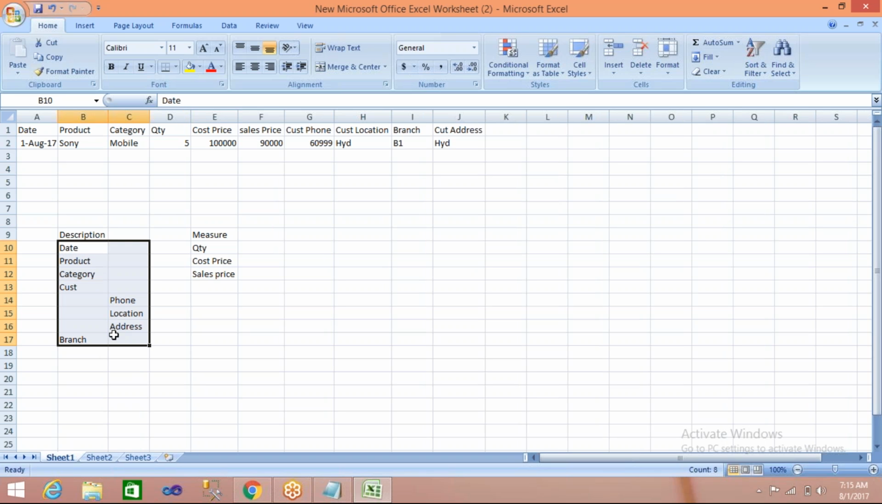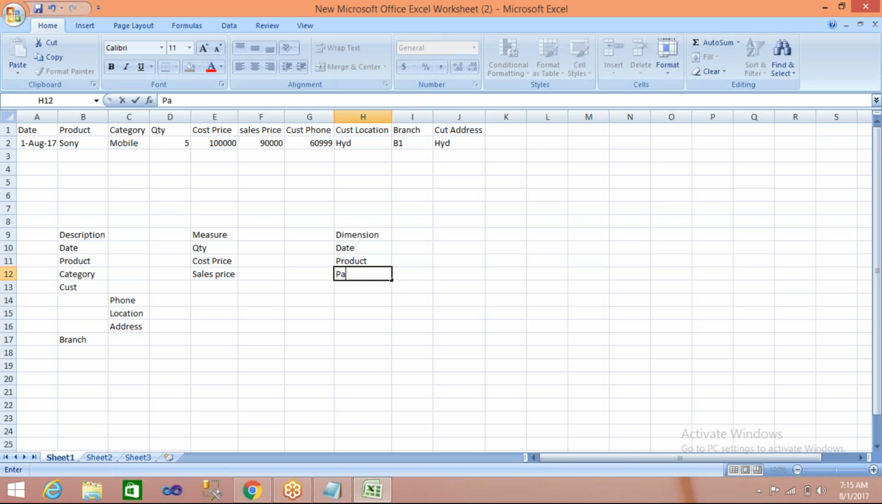descriptive information in the dimension tables. So for date, we will create one date dimension table, and a product dimension table, and a product category table, and a customer information table. So the customer information table will contain location, address, phone number, email address, whatever customer information we enter in the transaction. So those many entries we will maintain.